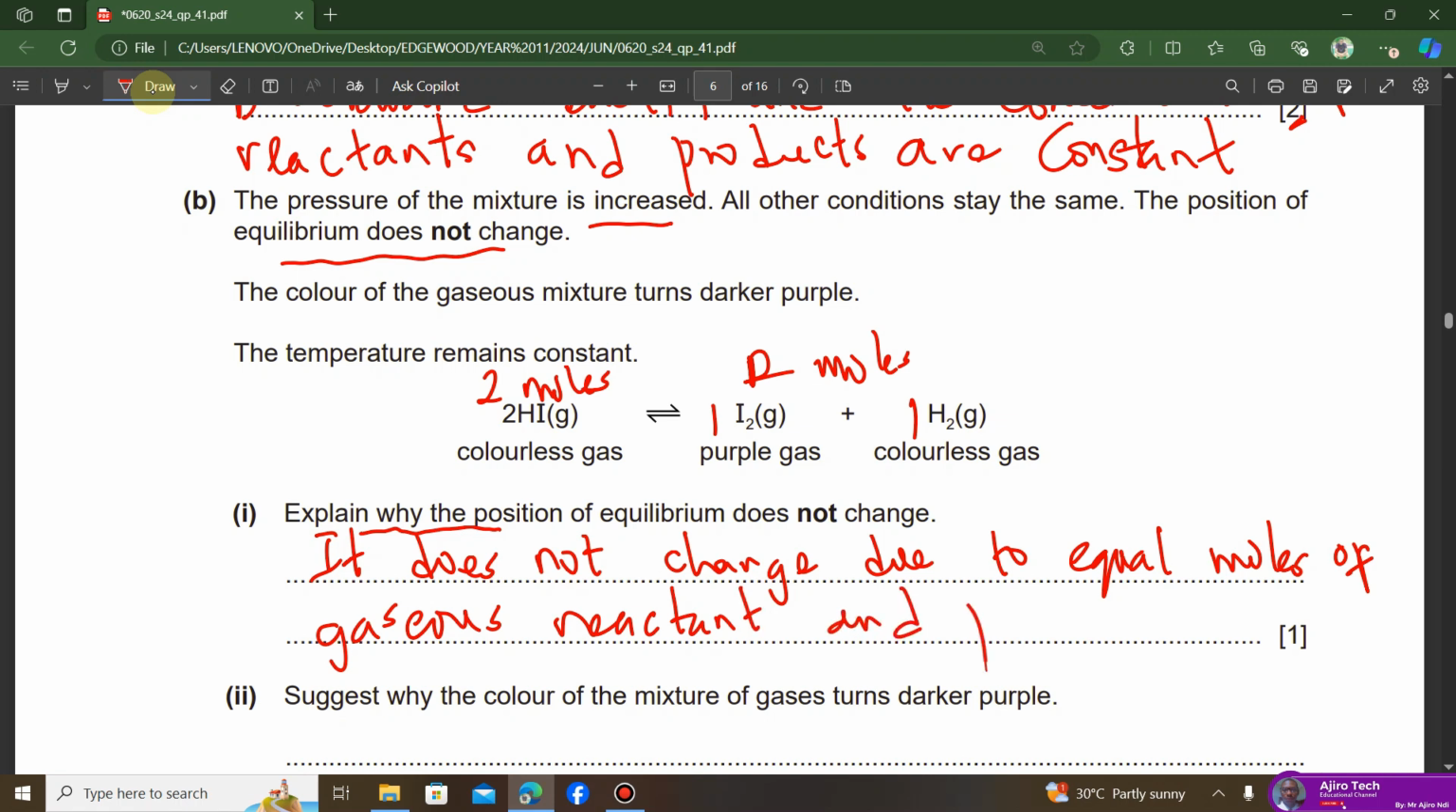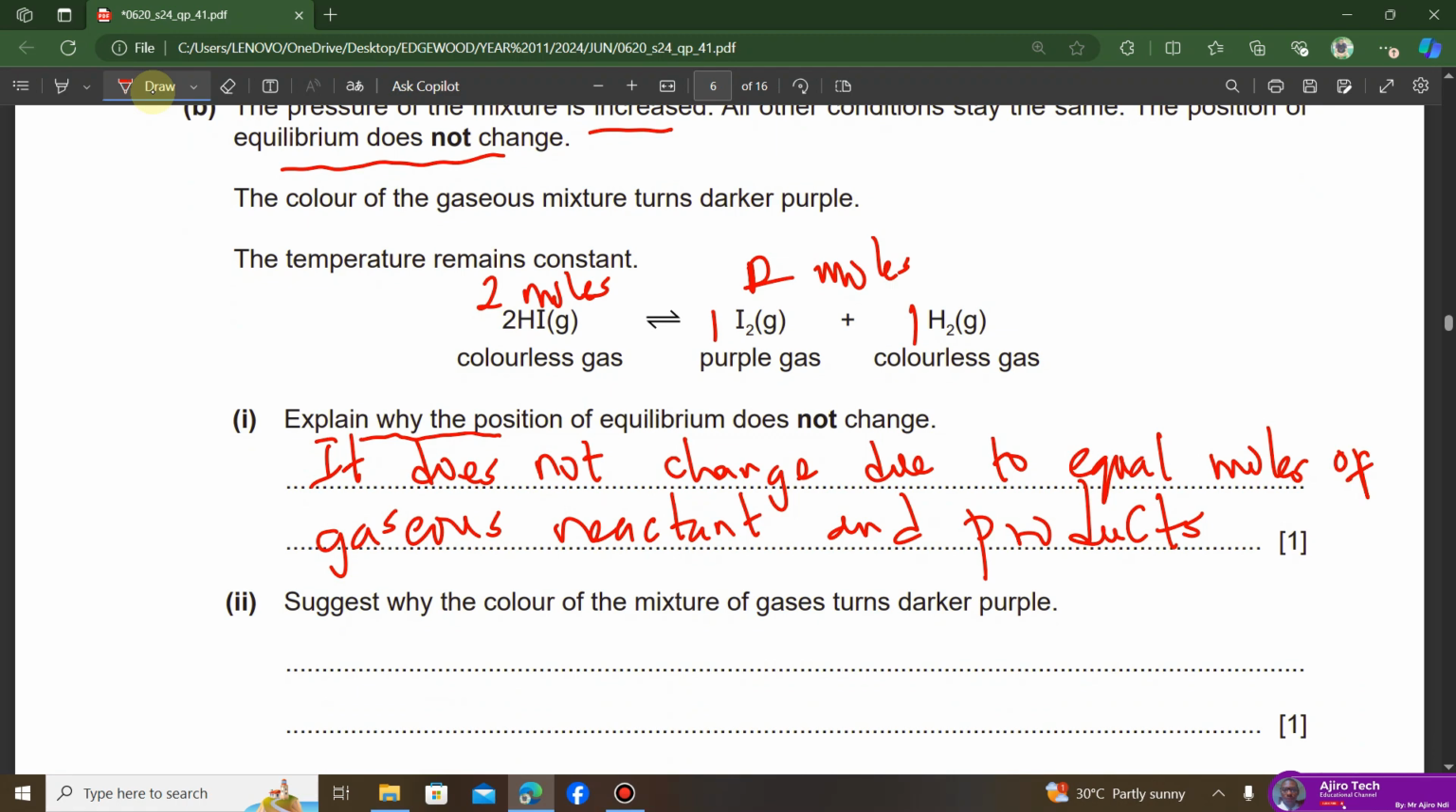and products. So when we're explaining pressure, our focus is on the gaseous reactants, not all the reactants in different states. You have to aim for only the gaseous reactants. That's why it's important that you mention the states of the reactants and the products. So that is why pressure doesn't affect the equilibrium position.